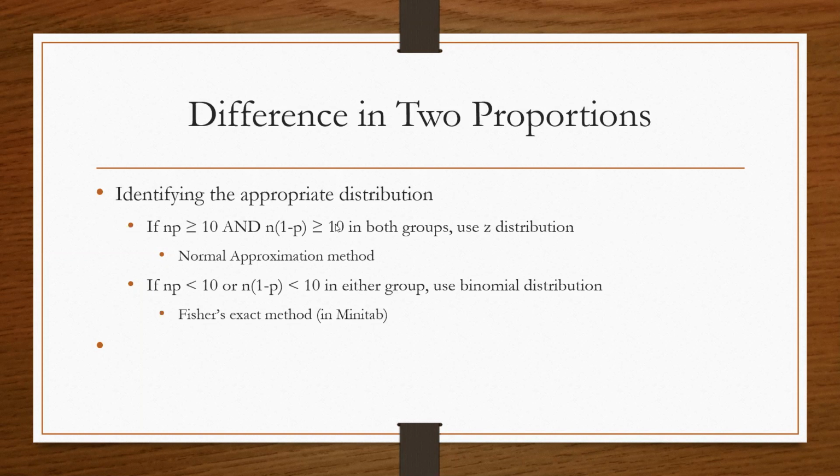So first off, you've just got to identify which distribution you can use. It's pretty much exactly like the way we learned in the last lesson, where if the sample size times the proportion is greater than or equal to 10, and the sample size times 1 minus the proportion is also greater than or equal to 10, then you can use the z distribution. The only difference is that it has to be that way for both groups that you're testing. So there's going to be group 1 and group 2. Both of them have to fit within these guidelines. If it doesn't work, then you have to use a binomial distribution.